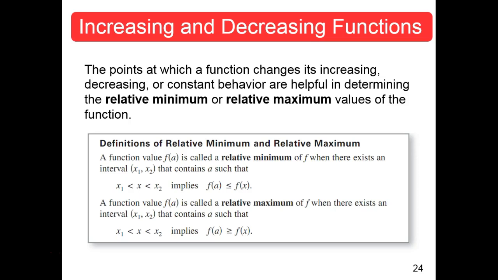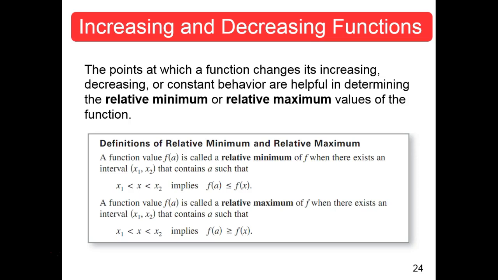And similarly, a function value f of a, pick an a somewhere on that function, and f of a is a relative maximum of f when there exists an interval. See, that's what the relative means. You find some interval, even though over here it may be max, or over there it may be more, on this interval, this is the closest, the highest value you have on that interval. x1 to x2, so that contains a, a has to be in that interval.